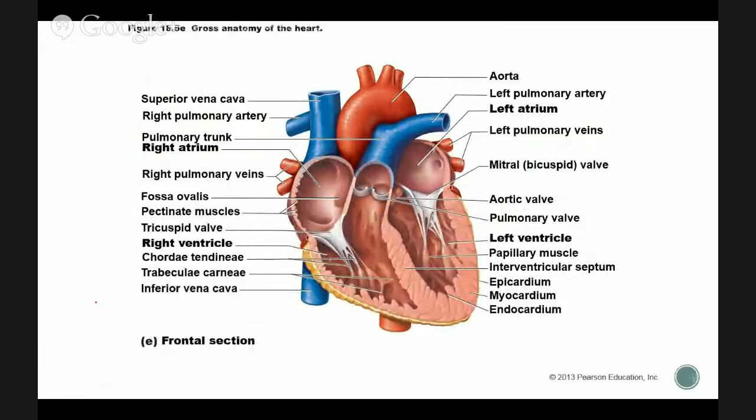Now, if we chop away the front of the heart, the anterior aspect of the heart, so we can see the inside of the heart, now we see four chambers. One, two, three, four. Four chambers. The top two chambers are the atria. We have the right atrium and we have the left atrium. And then we have two chambers down here. We have the right ventricle and we have the left ventricle.